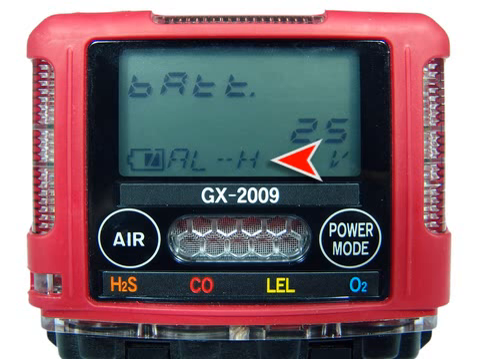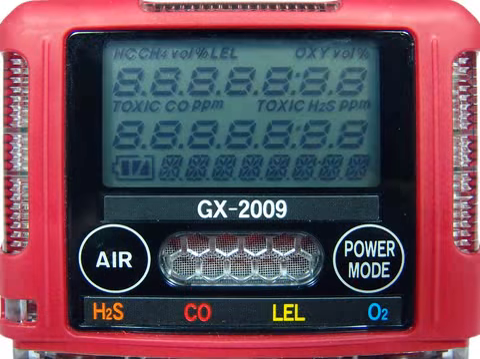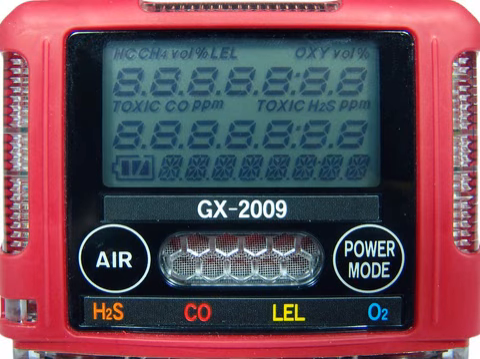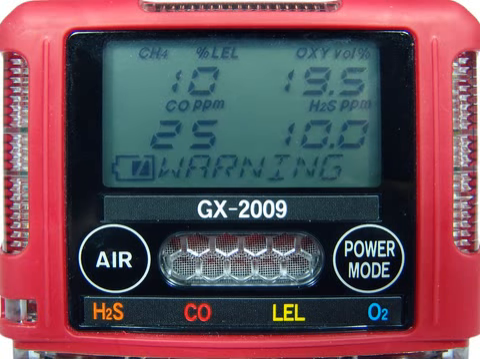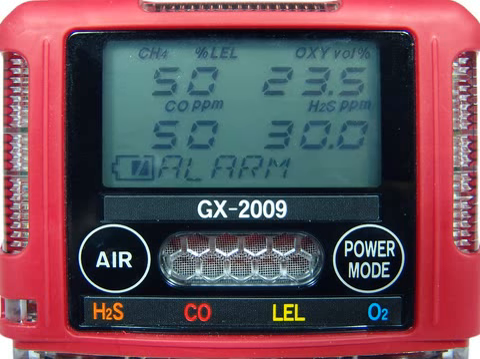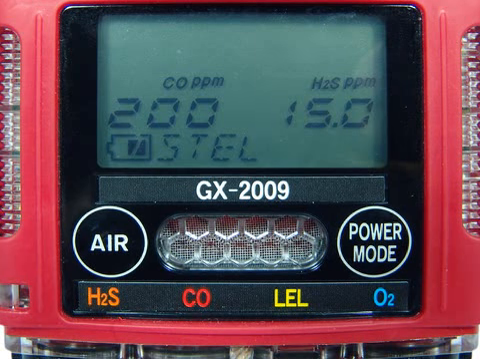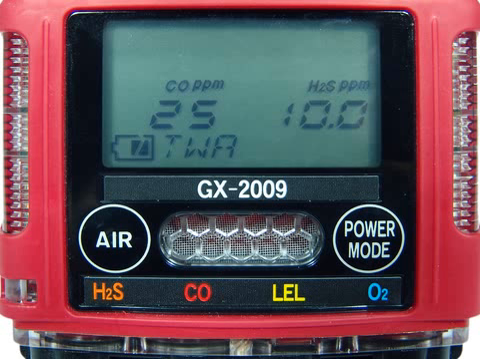AL-H indicates a latching alarm. AL-A indicates a self-resetting alarm. The remaining screens are only displayed for about a second each. You will see the full scale values for each channel, the low alarm point for each channel, the high alarm point for each channel, followed by the STEL and TWA set points for carbon monoxide and hydrogen sulfide.